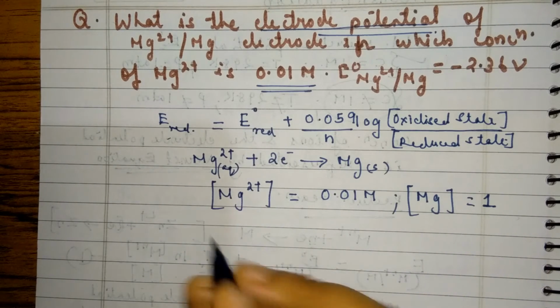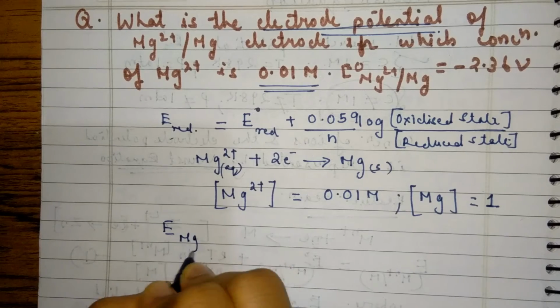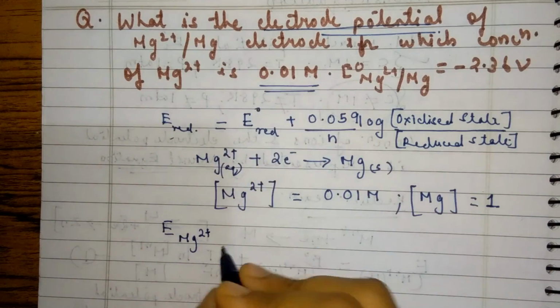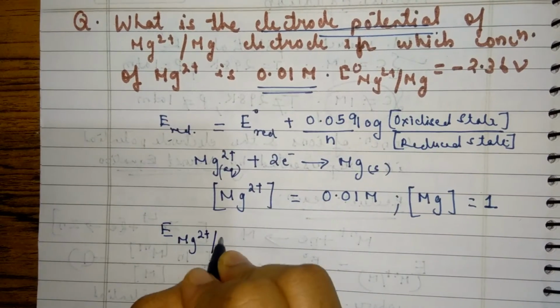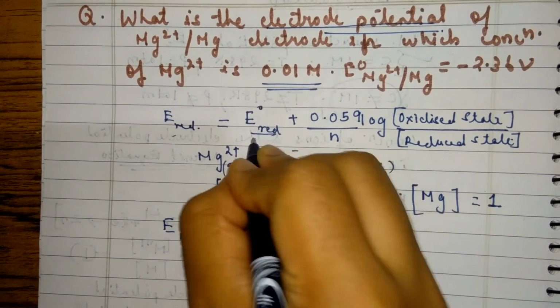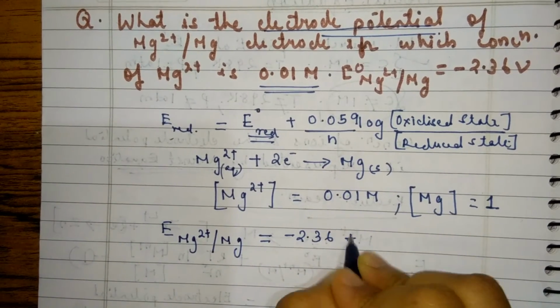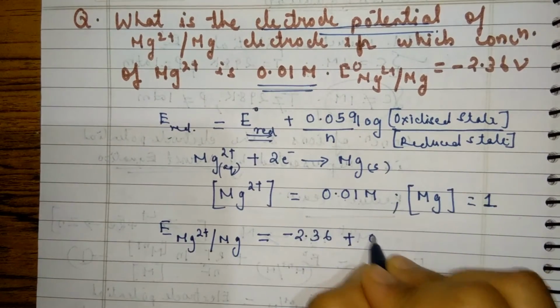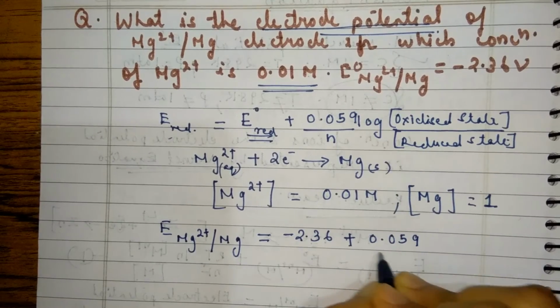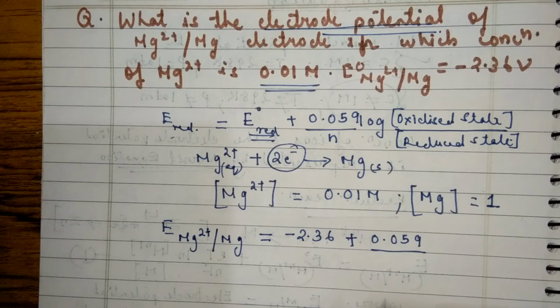Now, substituting in our equation, what is this E reduction? It is the electrode potential of Mg2+/Mg, equal to, how much is the value given? Minus 2.36 plus, what is that? 0.059 by, what is the value for n? You can see the value for n is 2.